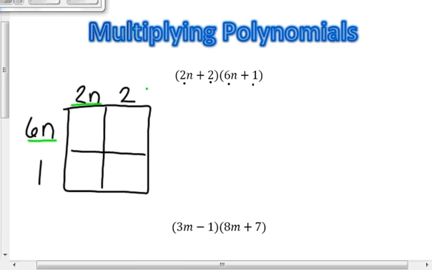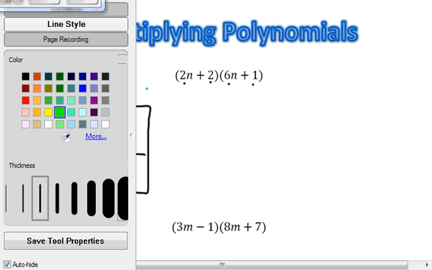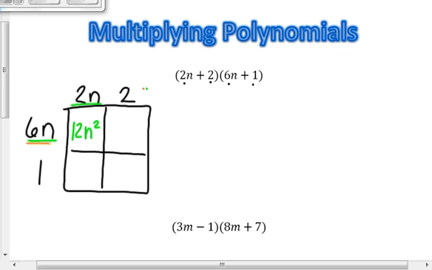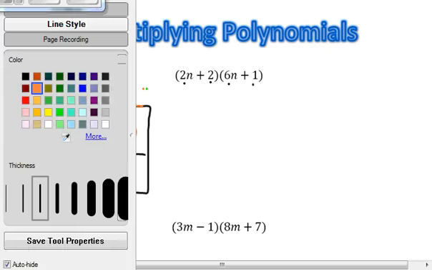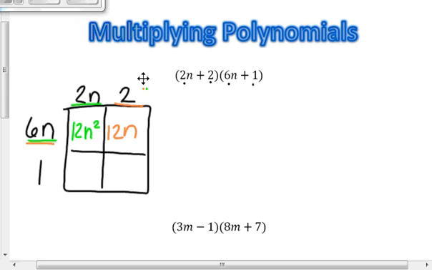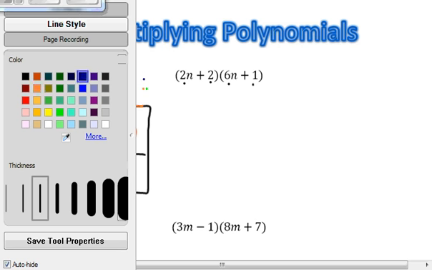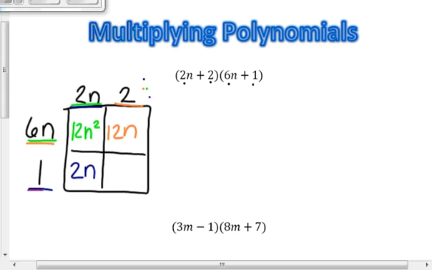So then what we do is we have 2n and 6n. 2 times 6 is 12n squared. Then we have our 6n and 2 make 12n. Then we have 1 and 2n gives us 2n. And then 1 and 2 give us 2.